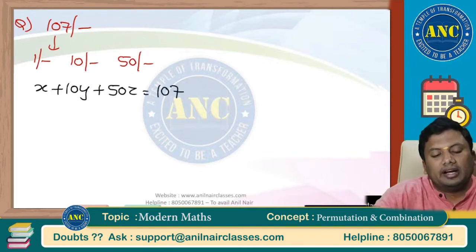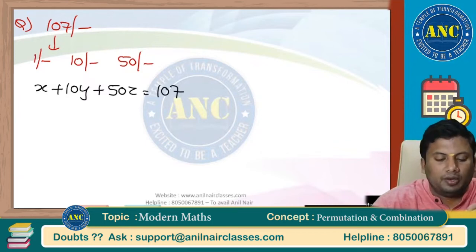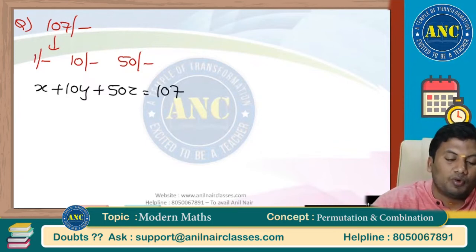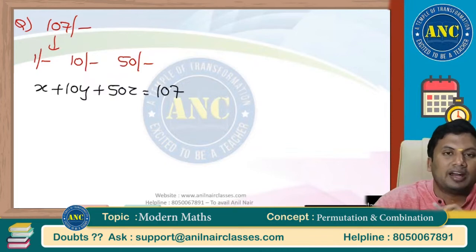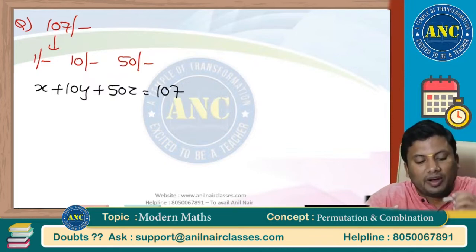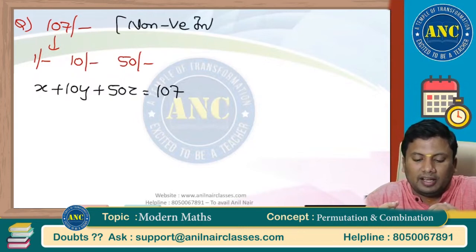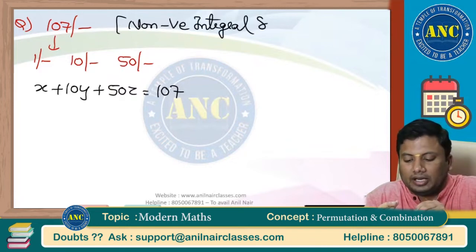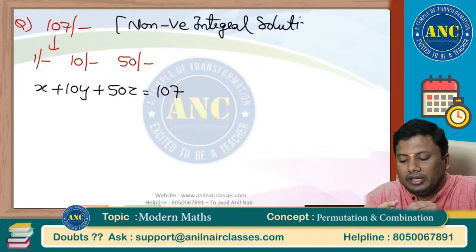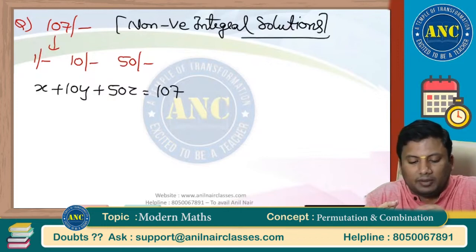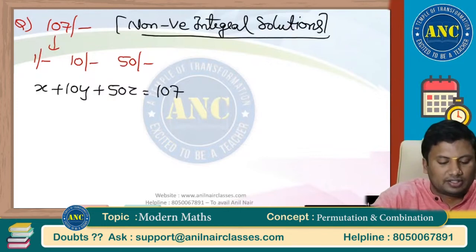Now, what am I determining, positive or non-negative? I can give 107 1 rupee notes. y can be 0, z can be 0. What is it that I am determining? Non-negative integral solutions I am determining.